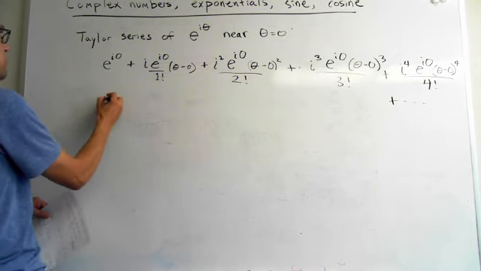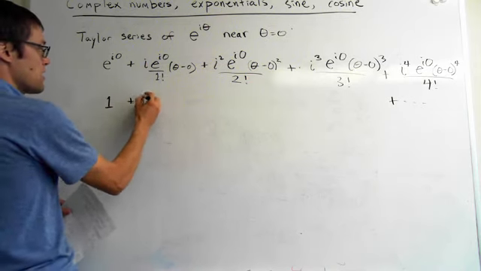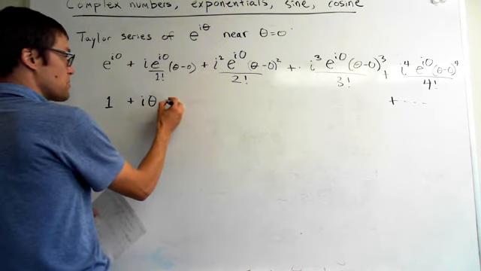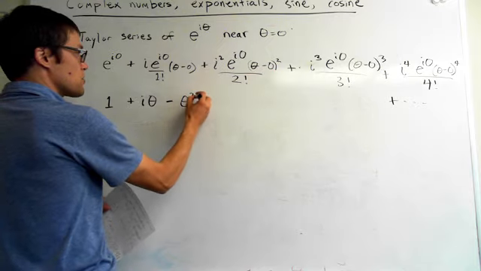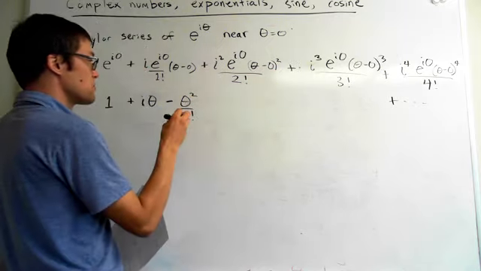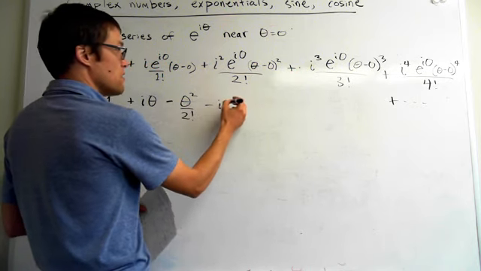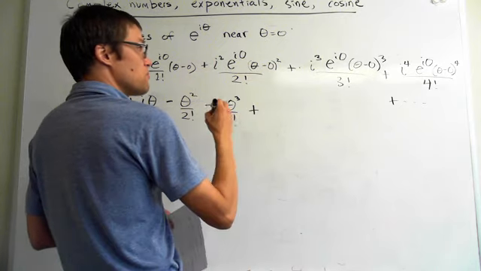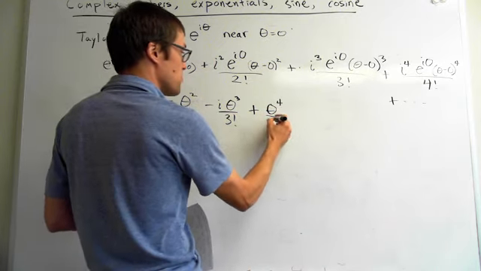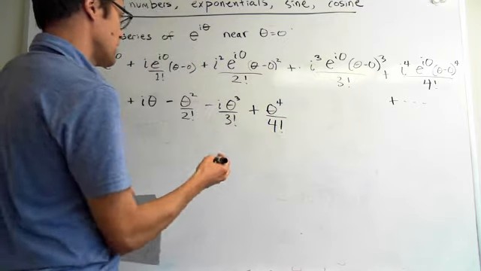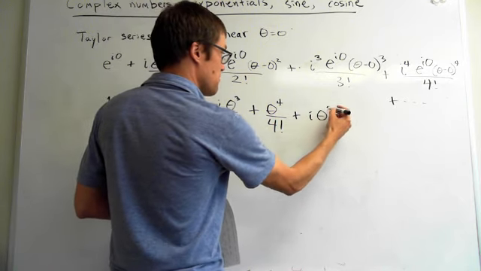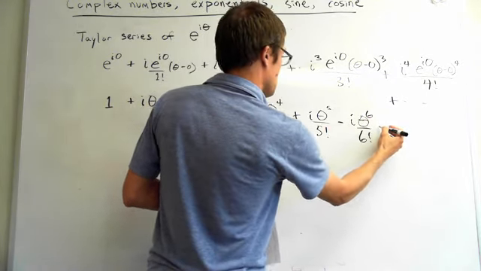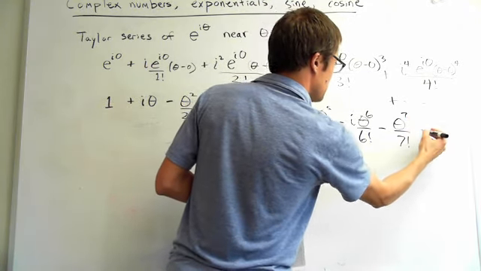Okay, so let's simplify this. This is 1 plus I theta. E to the I 0 is just 1. Plus, I squared is minus 1, so we've got minus theta squared over 2 factorial. We've got I cubed, that's minus I, and now we have theta cubed over 3 factorial. I to the 4th, that's minus 1 times minus 1, so plus 1, theta to the 4th divided by 4 factorial, and we keep going. The next term is I theta to the 5th over 5 factorial, minus theta to the 6th over 6 factorial, minus I theta to the 7th over 7 factorial, and so on.